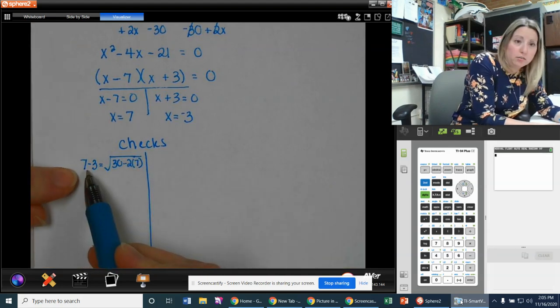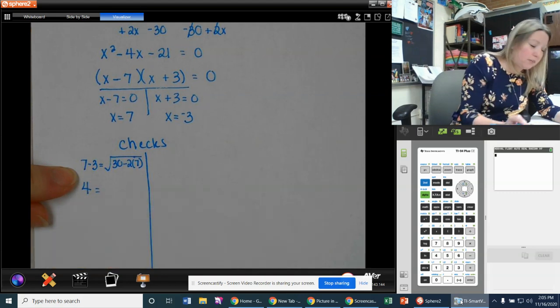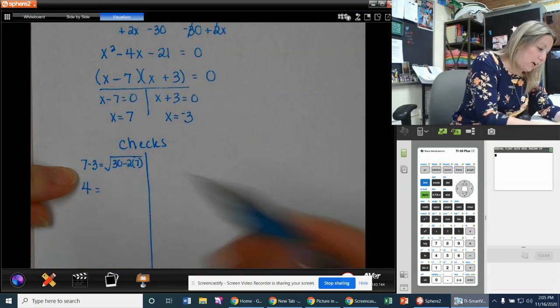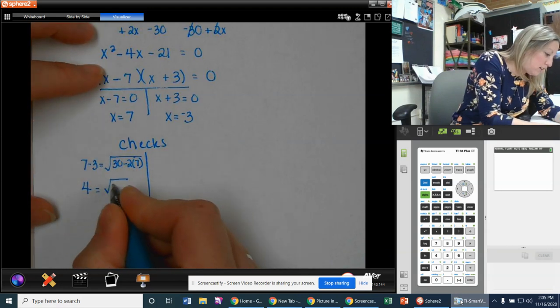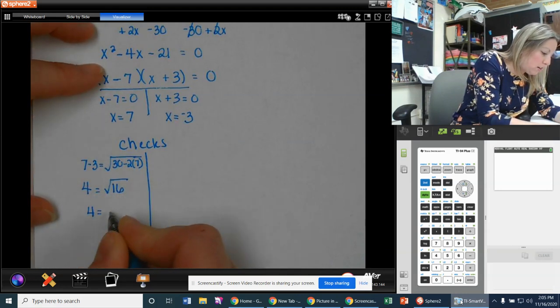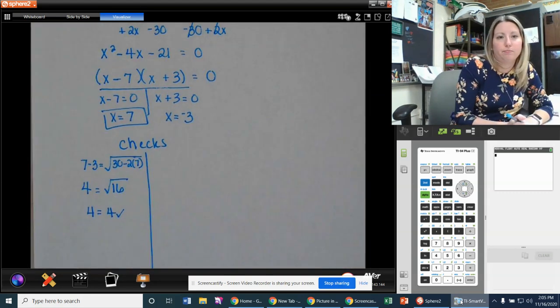Well, over here, on the other side of a radical all by itself, I end up getting a positive number. So I have to check what's going on under the radical here. So 14, 30 minus 14 is 16. What's the square root of 16? It's 4. So I get to keep x equals 7.